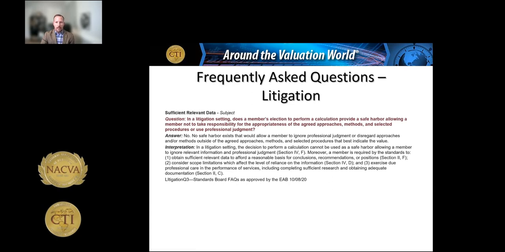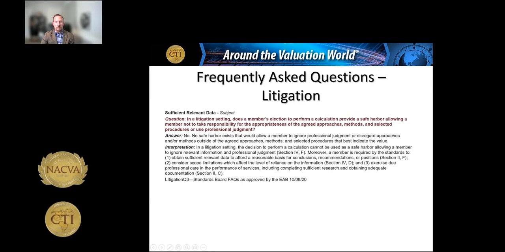In a litigation setting, does a member's election to perform a calculation provide a safe harbor, allowing a member not to take responsibility for the appropriateness of the agreed approaches, methods, and selected procedures or use of professional judgment? The answer is no. No safe harbor exists that would allow a member to ignore professional judgment or disregard approaches or methods outside of the agreed approaches, methods, and selected procedures that best indicate a value. And there's also an interpretation down here that drills down even a little bit further.